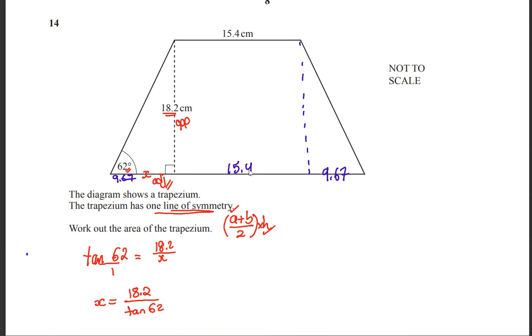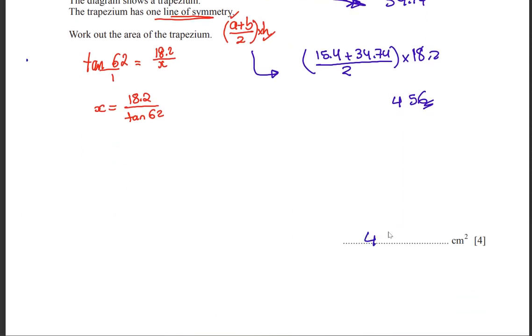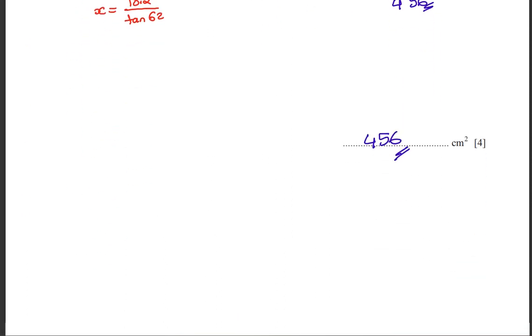So if I added them together, it will be 34.74. Okay, so if I substituted here: 15.4 plus 34.74, divided by 2, all of that multiplied by the height, which is 18.2. Do it with the calculator, it will give you at the end 456. So the answer here is 456 centimeter square.